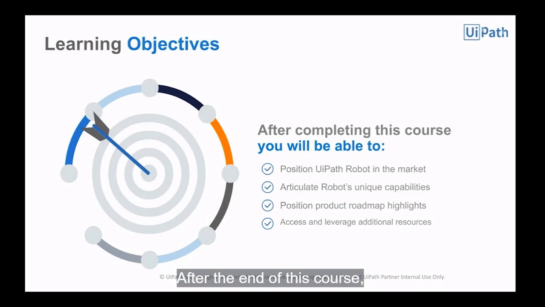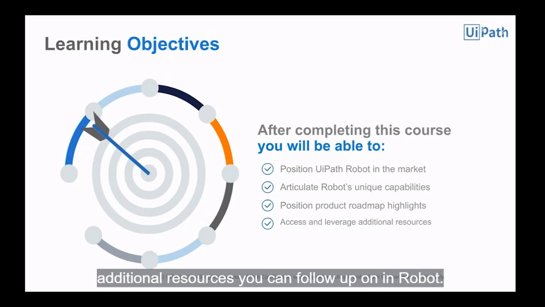After the end of this course, you should be able to position the UiPath robot in the market, talk about the robot's unique capabilities, be able to position the future product roadmap highlights coming in the next release, and also have a good view into the different additional resources you can follow up on in the robot.